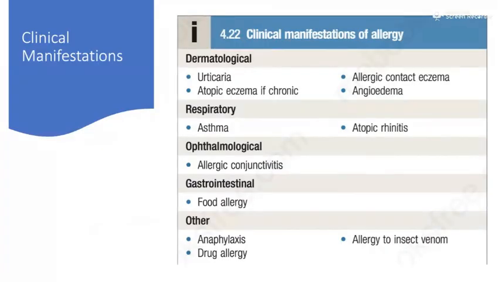Clinical manifestations of allergy include dermatological: urticaria, atopic eczema, chronic allergic contact eczema and angioedema; respiratory: asthma and atopic rhinitis; ophthalmological: allergic conjunctivitis. GIT includes food allergy, and others include anaphylaxis, drug allergy, and allergy to insect venom.